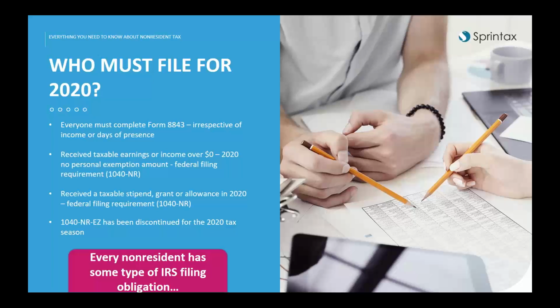But in many cases, you may have been in receipt of taxable US sourced income during the tax year. So you may have received some type of taxable scholarship. You may have received wages for on-campus employment, for example. And generally, as a result of the Tax Cuts and Jobs Act, now if you earn anything over $0 and that's US sourced income, that's generally going to be taxable and will trigger a federal filing requirement, which is Form 1040 NR. Another important thing to mention for this tax season is that the 1040 NR EZ has been discontinued for the 2020 tax filing season.